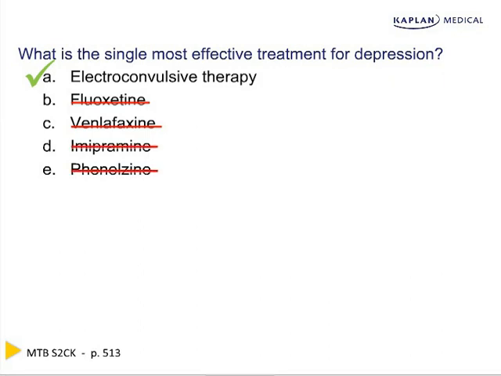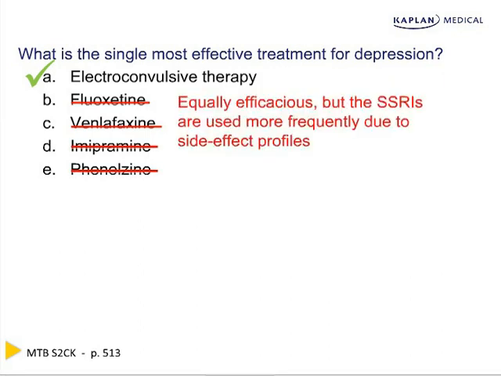The other ones, as you can see now, are equally effective, but the SSRIs are used more frequently due to their side effect profiles. So the one that you want to give the patient, the one that they're going to be most compliant with, is actually B, fluoxetine, whereas the most effective is electroconvulsive therapy, but you're not going to get too many patients to buy into that during the treatment, either at the beginning or throughout the protocol.